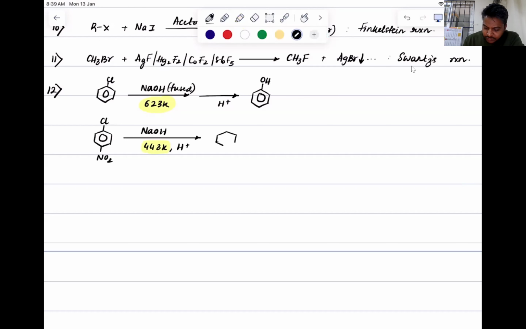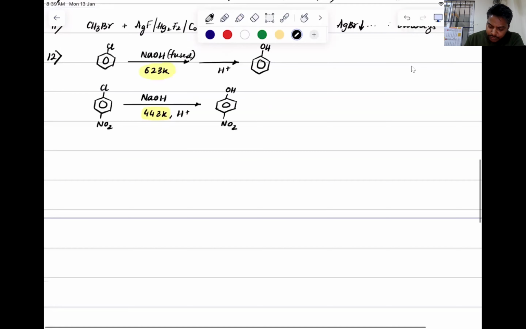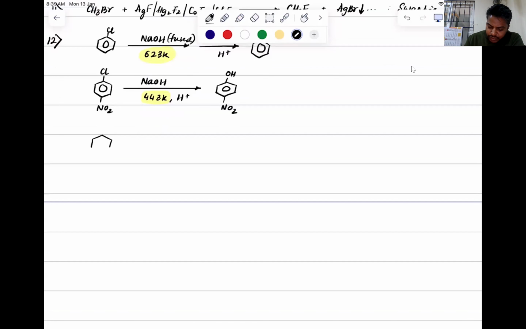So that will convert into OH and NO2. The more NO2 groups there are, the lower the temperature required. So now, if you have two NO2 groups here in the presence of NaOH, the temperature used is 368 kelvins, followed by H plus, and that would give us a phenolic group with two NO2 groups.